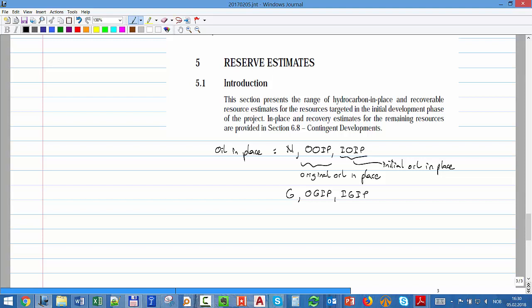Recovery. How did we call it last class? NPU, ultimate cumulative oil production, right? And that's related to N with the recovery factor. Okay, so how much I produce divided by how much was originally in place. Here is that I get the ultimate recovery factor.